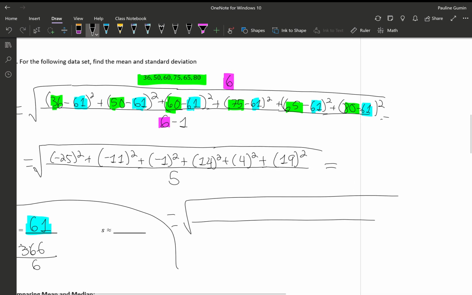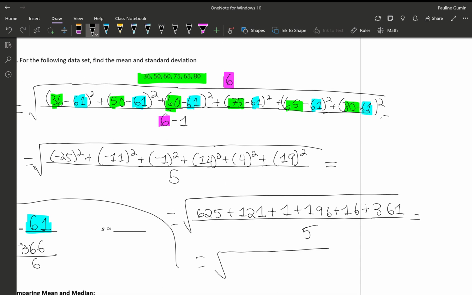Now, following the order of operations, I'm going to square every single number. Negative 25 squared is 625. Negative 11 squared is 121. Negative 1 squared is 1. 14 squared is 196. 4 squared is 16. And 19 squared is 361. Still all over 5. I'm going to add up every single number on top. I got 1,320. And that goes into your calculator. I got about 16.248, which I rounded to 16.25.